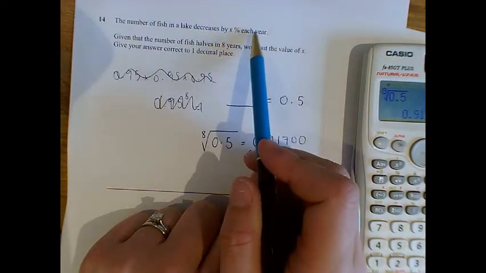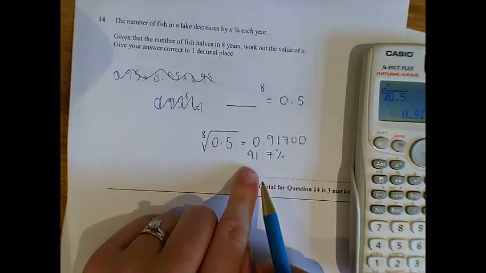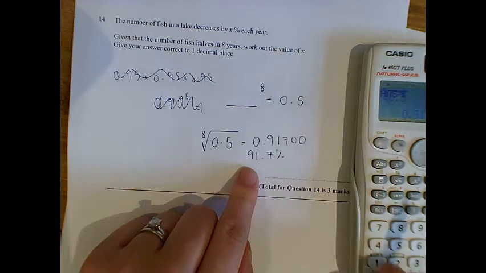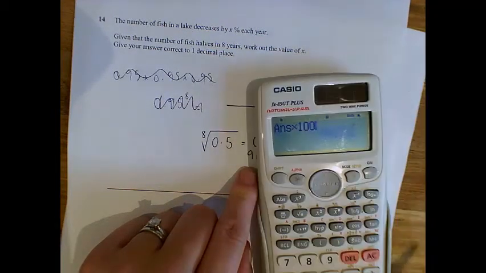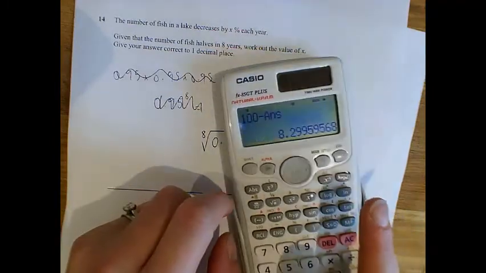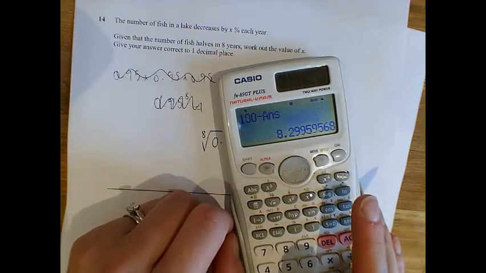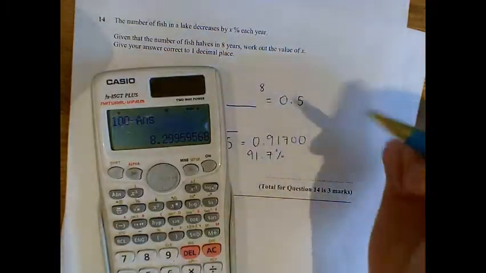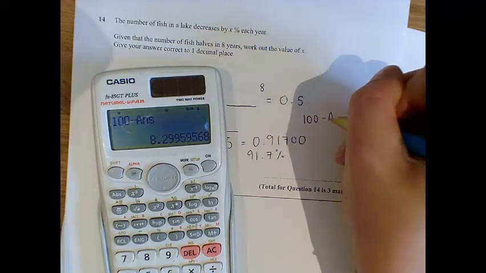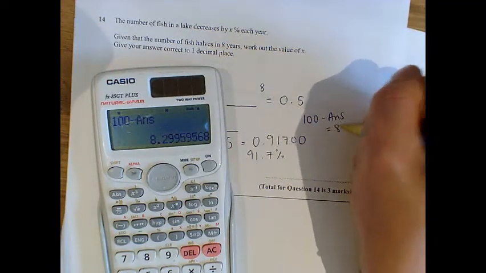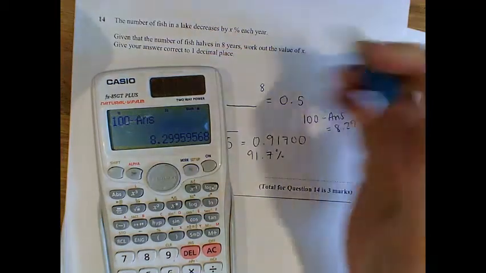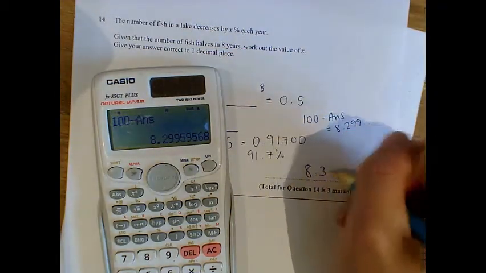It's not asking me what's left, it's saying what it's decreased by. So we're going to do 100 minus that answer. So let's times this by 100 in my calculator to get 91.7% and do 100 minus that answer, and we're left with 8.29959 whatever. So 100 minus my answer is 8.299. It wants it to one decimal place, so my answer would be 8.3%.